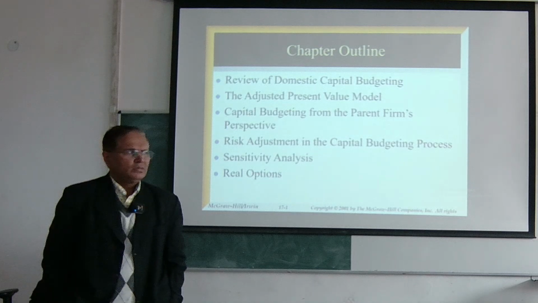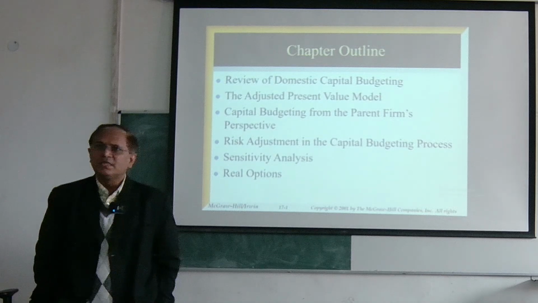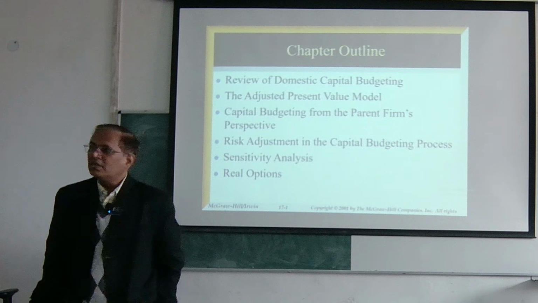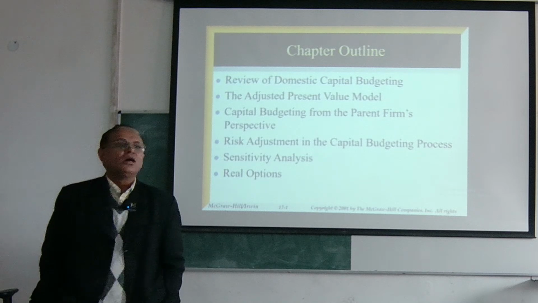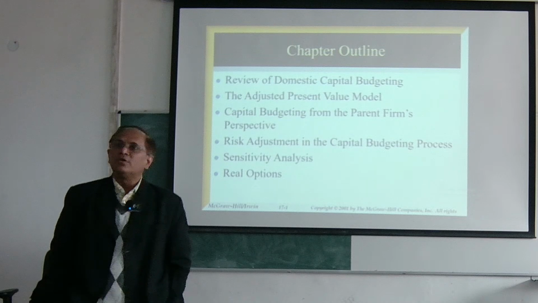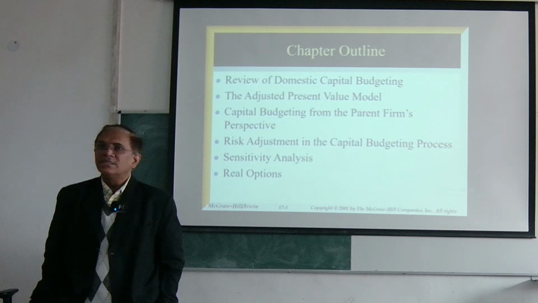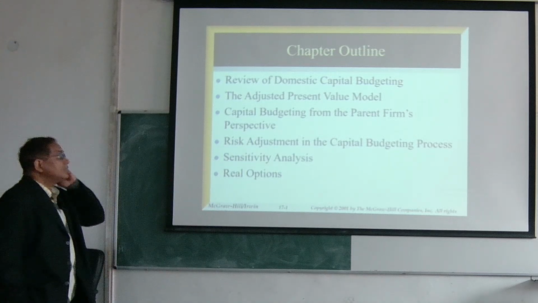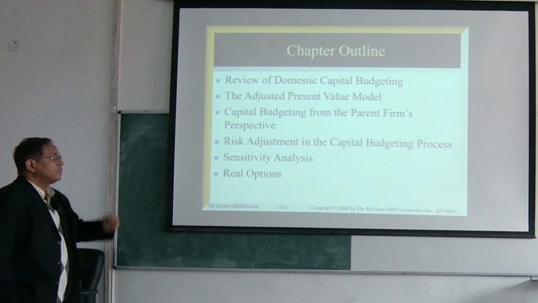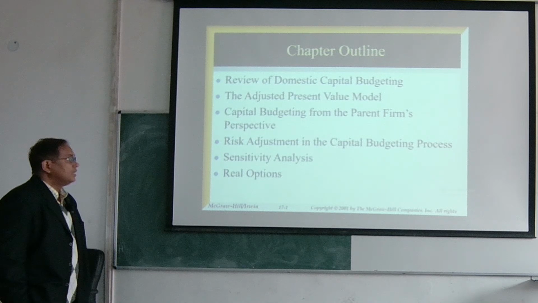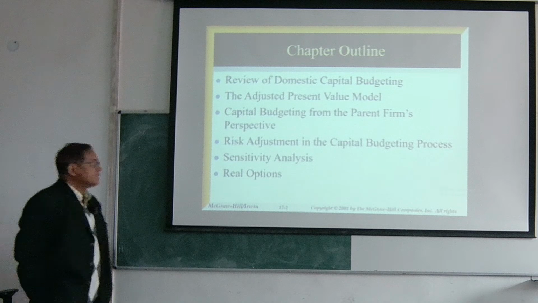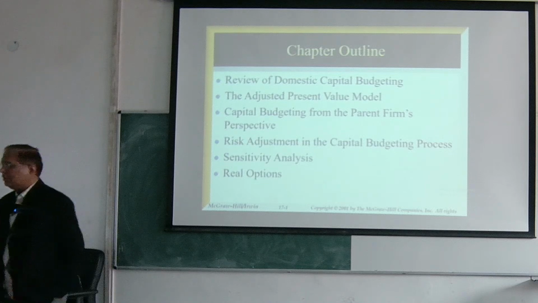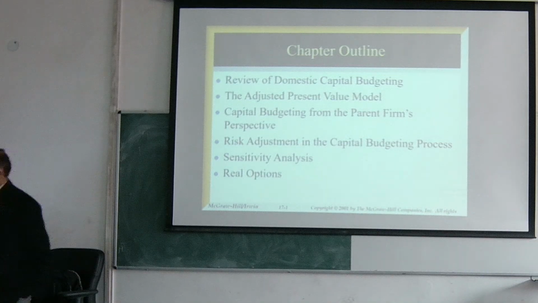And a number of times we have discussed these things: will you be interested to invest in Pakistan, will you be interested to invest in Syria versus Singapore, how you are going to decide where you would like to plant your business. So these are certain questions which have to be answered. Next one is adjusted present value, capital budgeting from the parent firm's perspective, risk adjustment in the capital budgeting process, sensitivity analysis, and real options. Okay, these all are the factors. Okay, how it works.